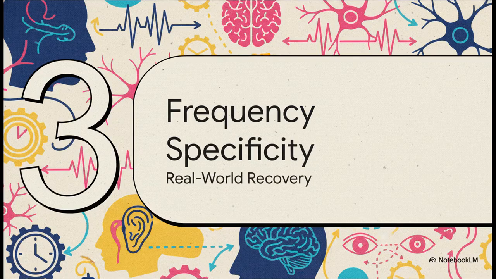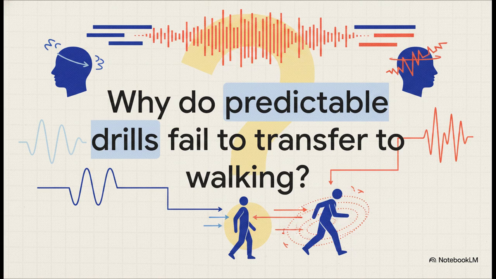Section 3. Frequency-specific adaptation. We know the engine needs an error signal, but how fast should we be running it to actually get functional, real-world recovery? This directly challenges a very common clinic practice. Think about it. Why do slow, predictable headshake drills completely fail to transfer to functional activities like walking? Well, it's because VOR adaptation is highly frequency tuned.